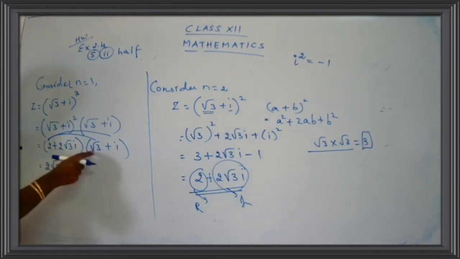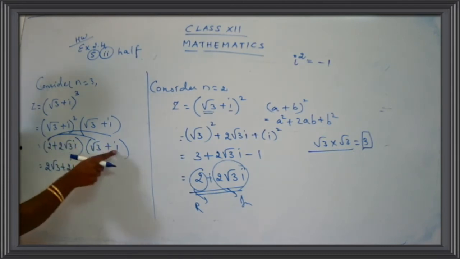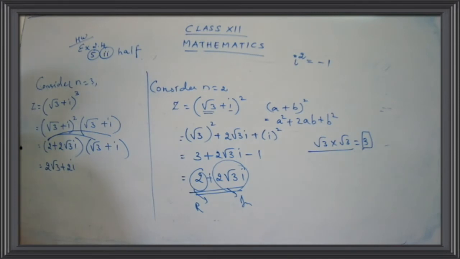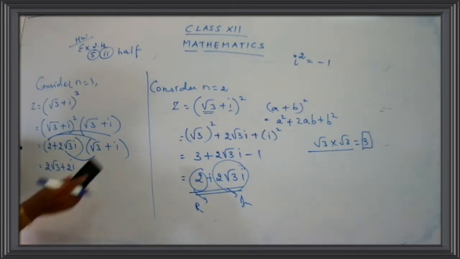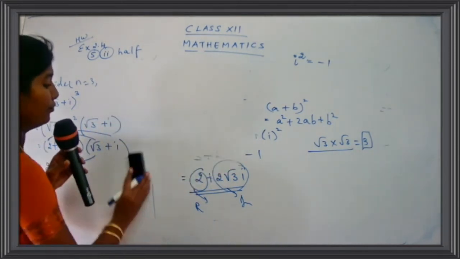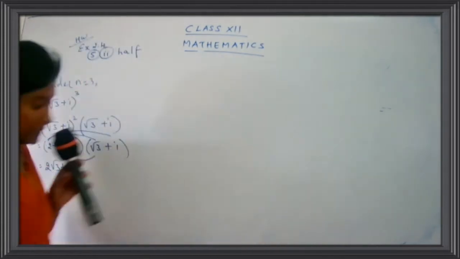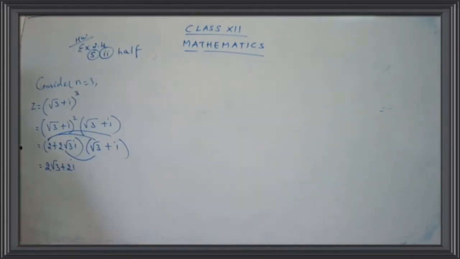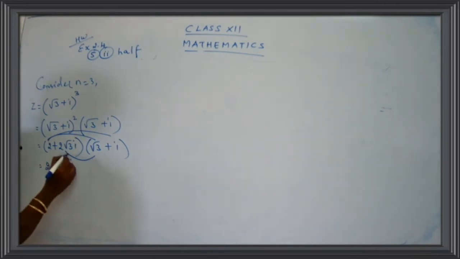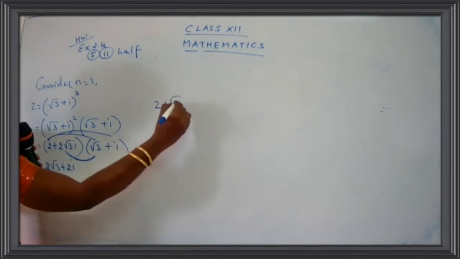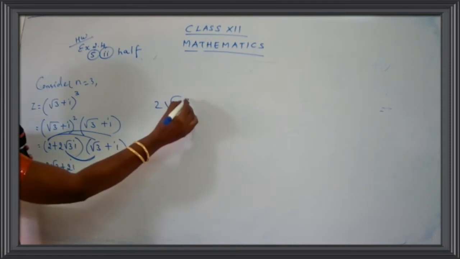So what is the answer for 2 into root 3? 2 root 3. What is the answer for 2 into i? 2i. Okay. Now we are going to multiply by 2 root 3i. Be careful, children. Here is the place where you can make a mistake. So let us go slowly. I will explain to you how to multiply this term. 2 root 3i into root 3.